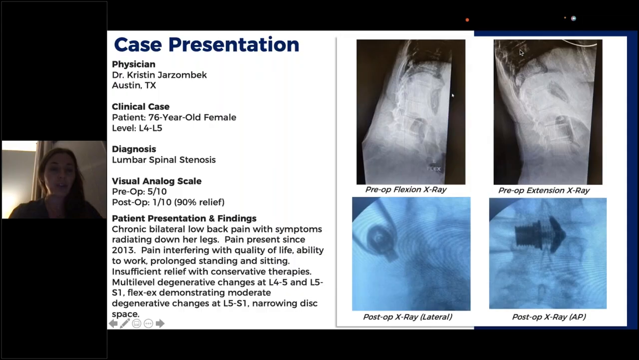Her predominant issue is not central canal stenosis. Her predominant issue is L4-5 moderate foraminal stenosis and lateral recess narrowing. So she had very classic radicular pain. So after further discussion, offering her all of the options, she was a very clear-cut Minuteman candidate. She had a size 12 spacer placed at L4-5.